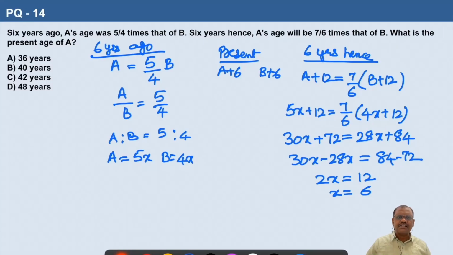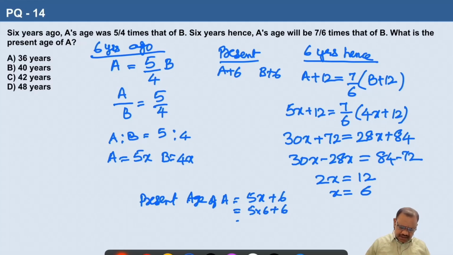So the question is, what is the present age of A? Present age of A is equal to A plus 6, that is 5x plus 6. So 5x is 5 into 6 plus 6. 5 into 6 is 30, 30 plus 6 is 36. So 36 years is the present age of A. Option A is the right answer.